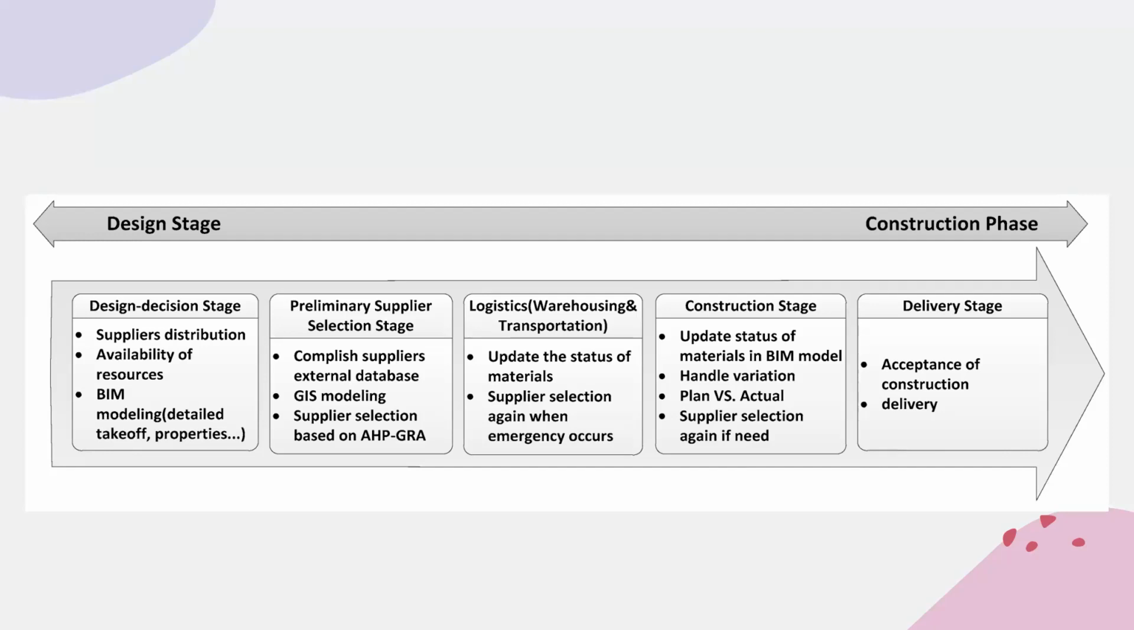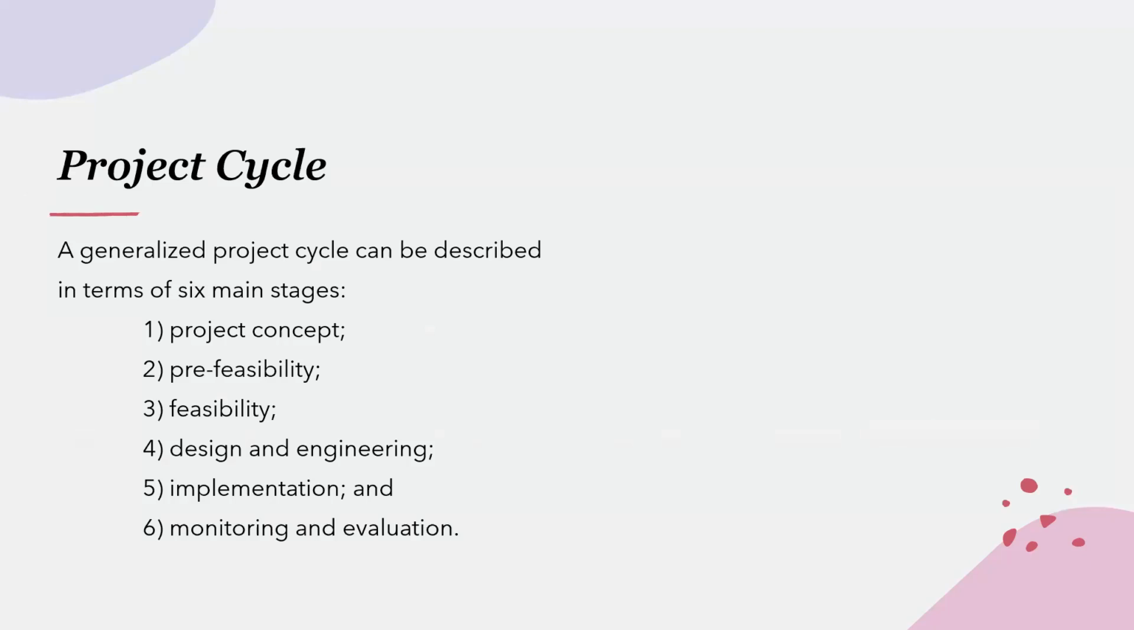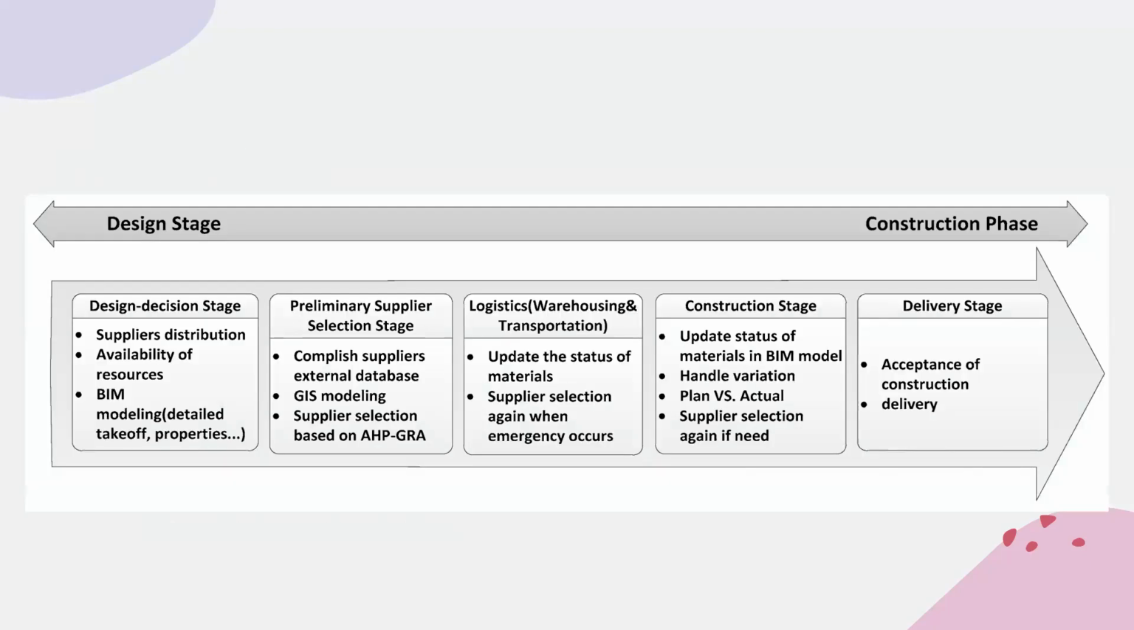Before the design stage, of course, we have the project concept, pre-feasibility and feasibility. Then when we move on to the design stage, we have the design decision, preliminary supplier selection, then the logistics part, construction stage and the delivery stage. So in the design decision stage, the distribution of suppliers, the availability of resources and the BIM modeling, building information modeling, detailed takeoff and properties will take place.